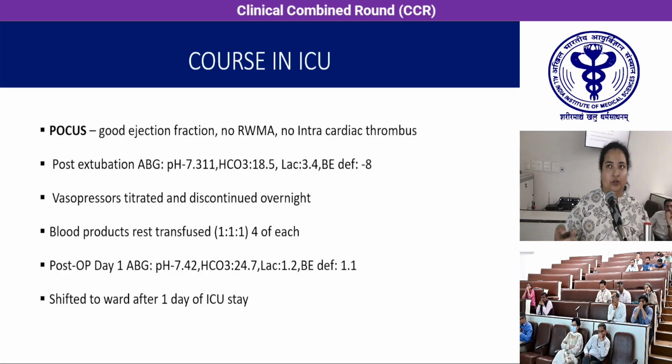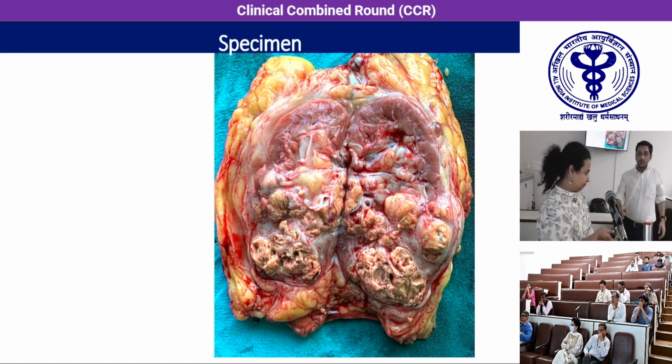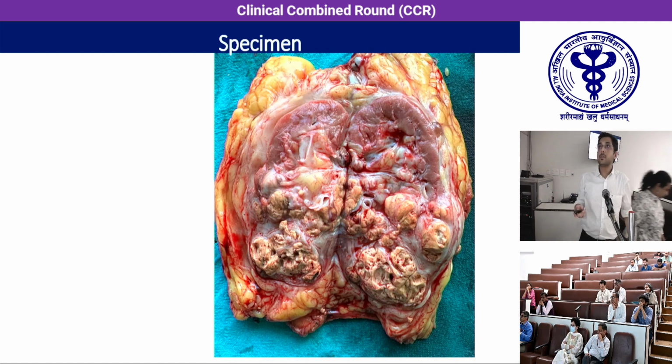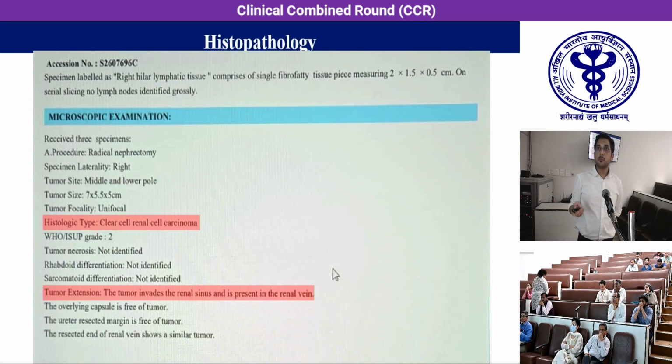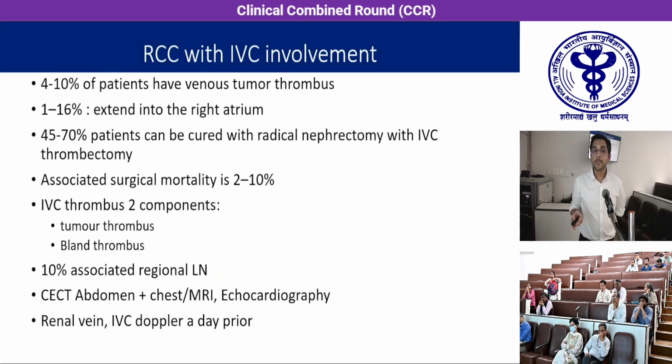Now I hand over to Dr. Nilesh to continue. So we continue with our specimen. This was the tumor thrombus in the renal vein. The histopathology described a clear cell RCC with no sarcomatoid features. The tumor extended into the renal sinus and was in the renal vein and the IVC.